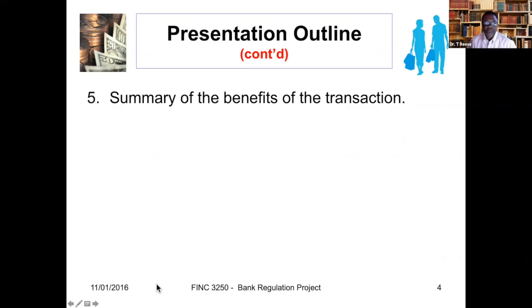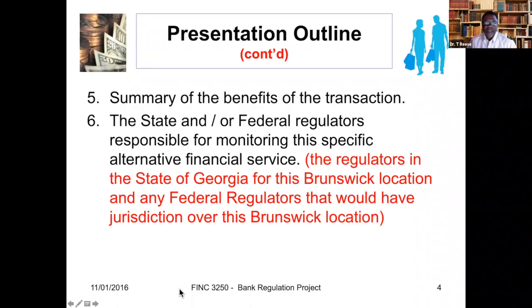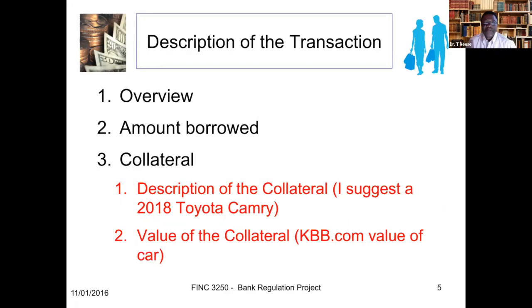Slide 4, you're going to want to provide a summary of the benefits of the transaction to the customer. And then you're also going to want to identify any state and or federal regulators responsible for monitoring this particular activity. So again, you want to identify any state or federal regulators who would monitor the provision of this service. Slide 5, you're going to provide a description of the transaction.